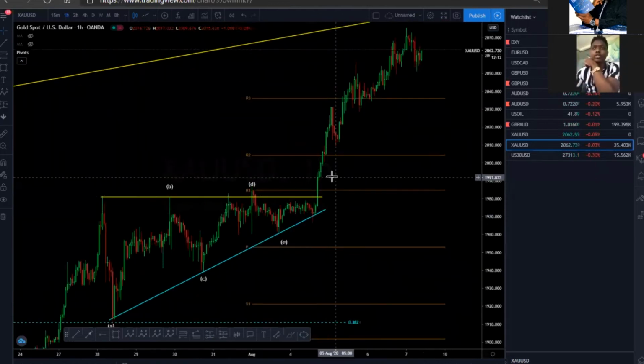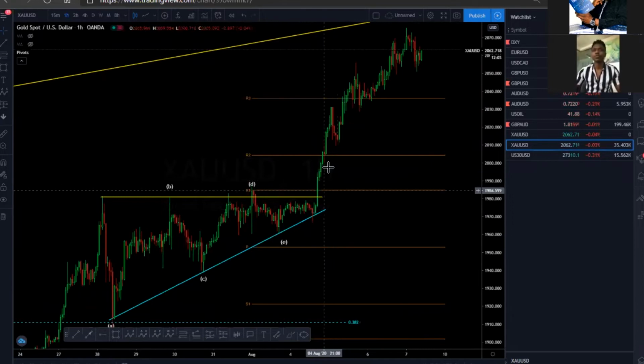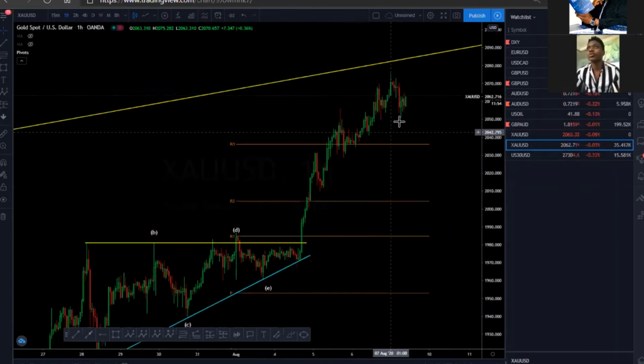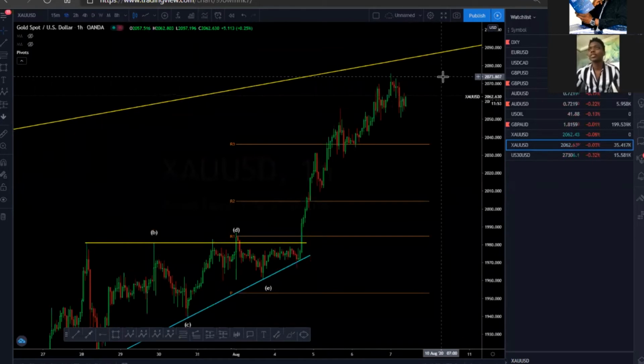This was a good entry here, but I wasn't paying much attention to this. As I said earlier on, I wasn't paying attention to the commodity pairs for this week. So we can see that nice break and the market shot all the way up. Once we broke here, it closed at 1990 and it's gone all the way to 2075. So that was a good 850 pips to the upside. That's a lot. So this is a bull market.